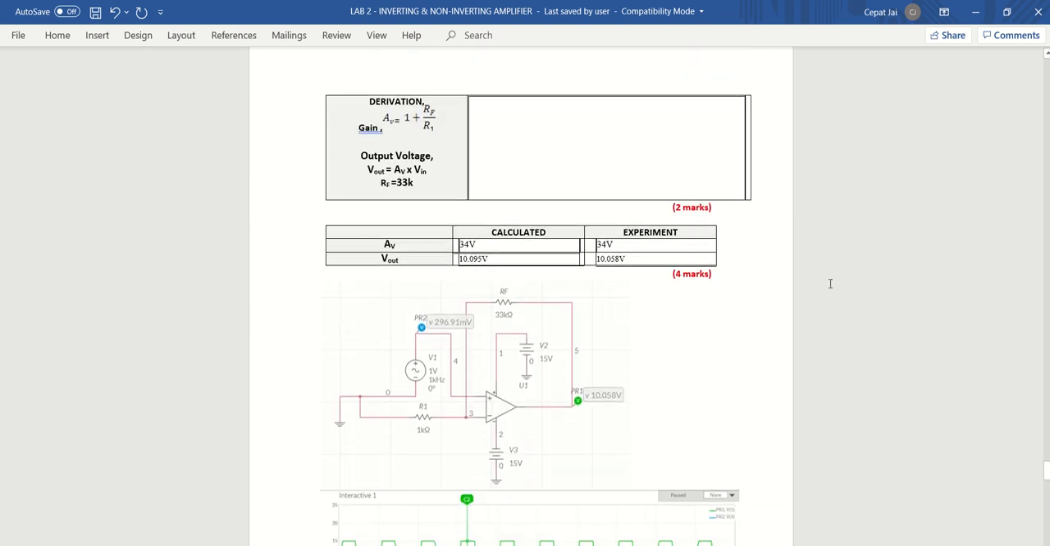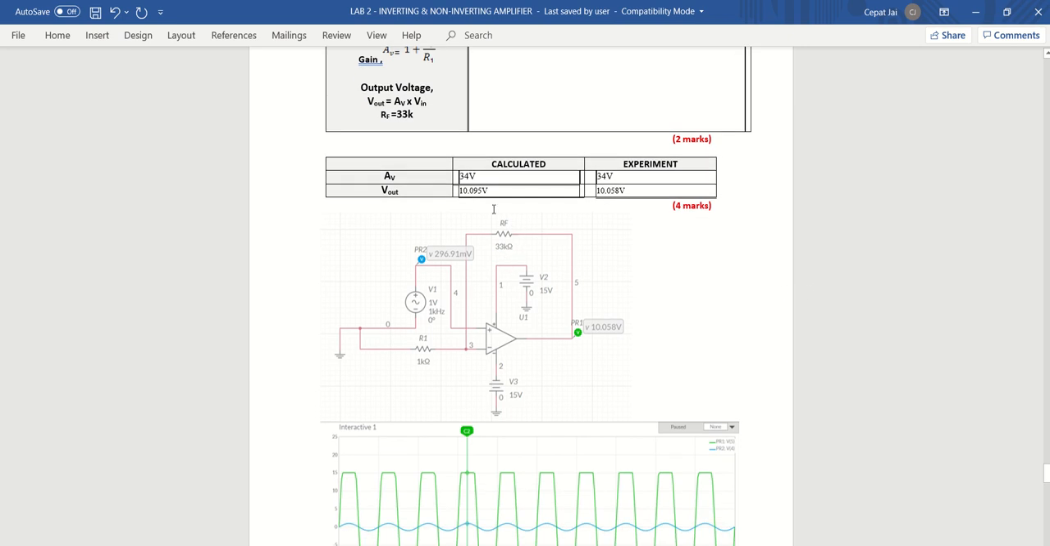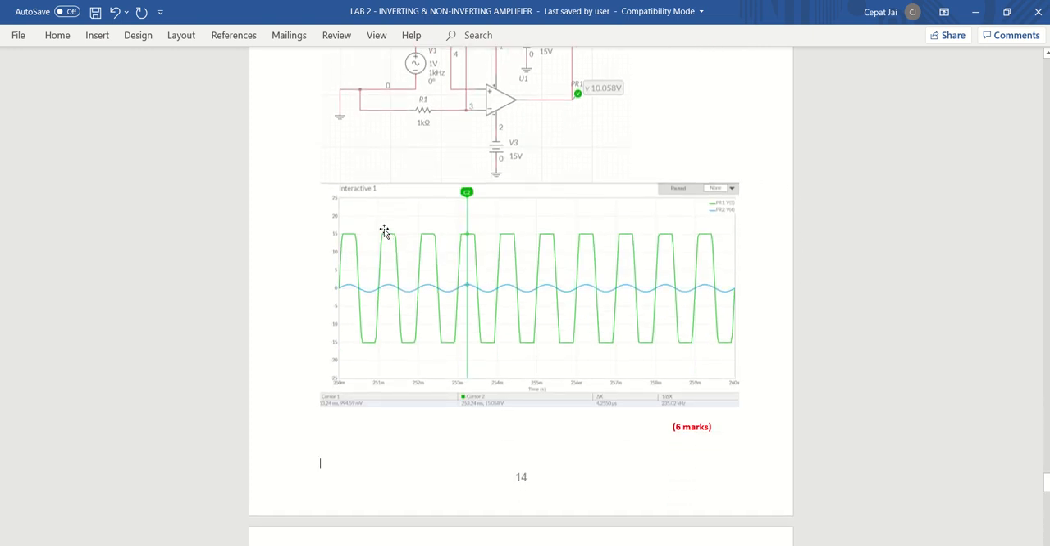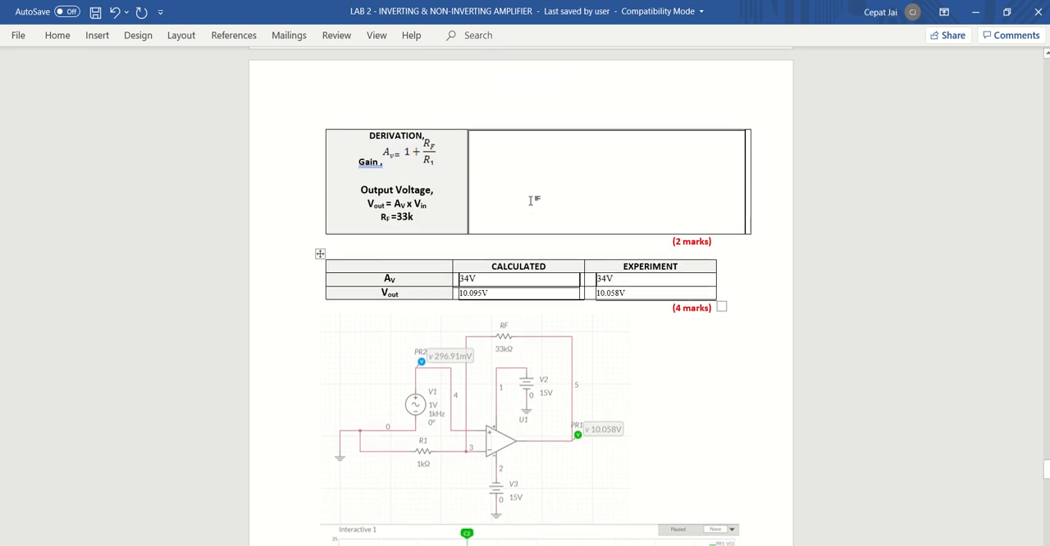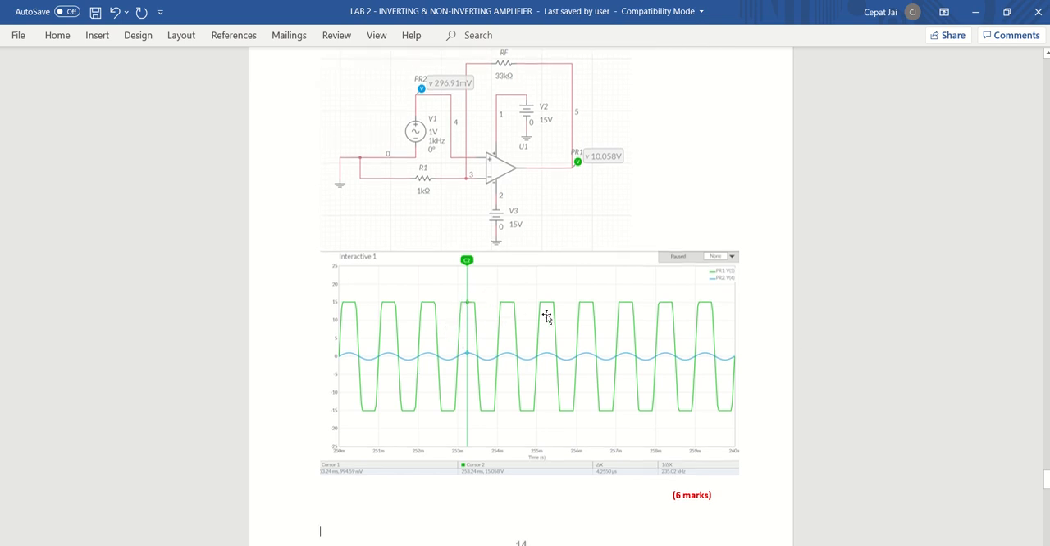Next is RF equal to 33 kilohm. I get the voltage gain equal to 34, and V out equal to 10.95 volt. And the value from the circuit is 10.058 volt. The waveform for 33k inverting and non-inverting is like this. It has the clip, so the waveform shows like this.